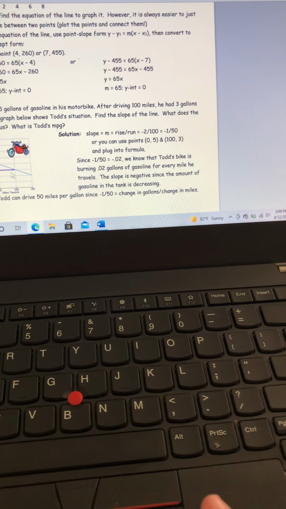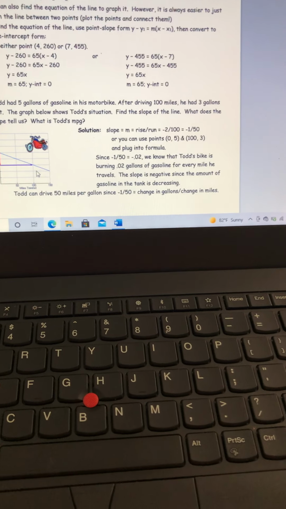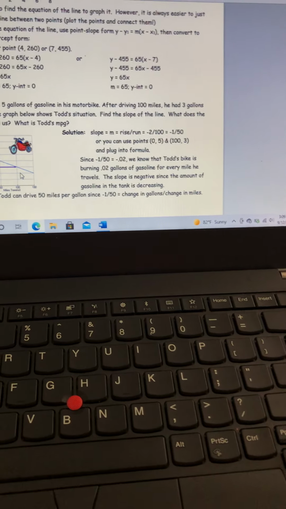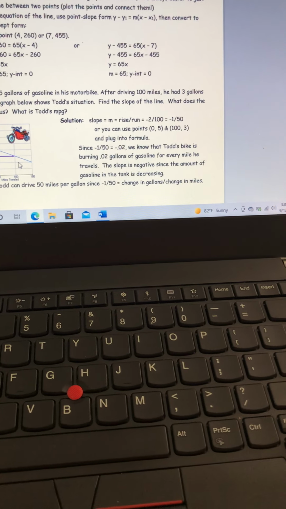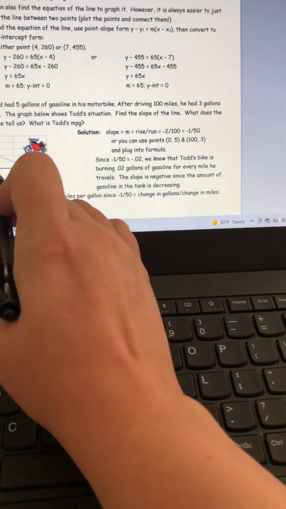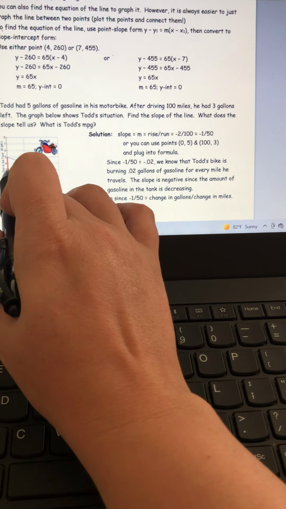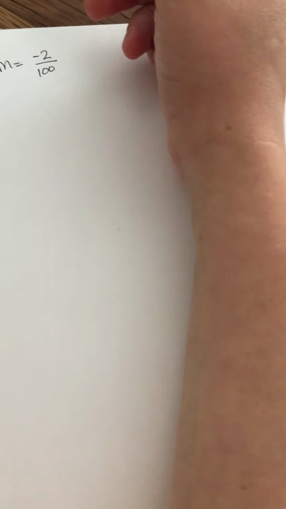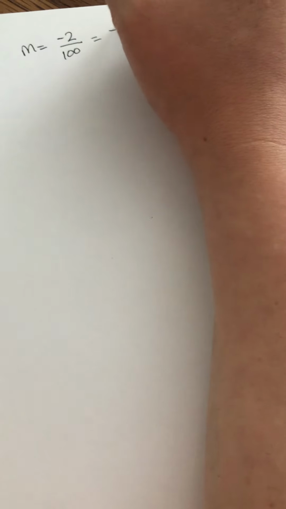So our slope is the rise over the run. So we're going to do rise over run. So it goes down 2 and then over 100. Your rise goes down, which means it's negative, and then you go all the way over to 100. Okay, so that's our slope, based off that graph there. So we went down 2 over 100, which means you can reduce that to -1 over 50.